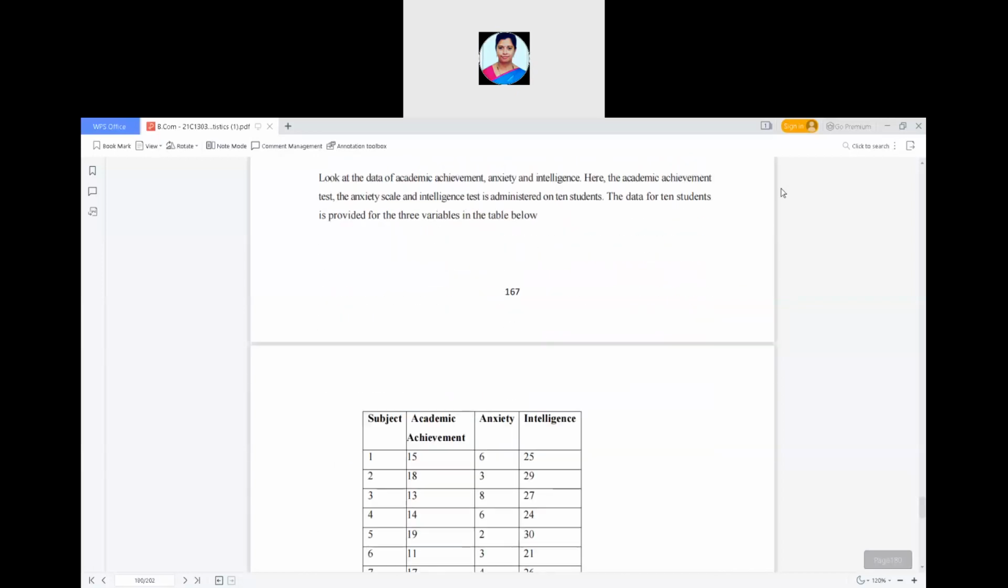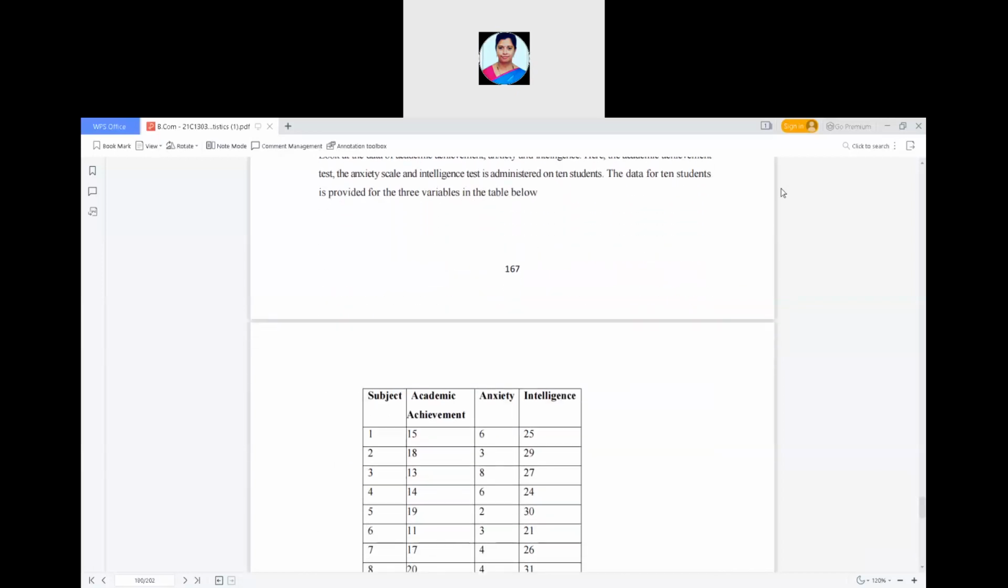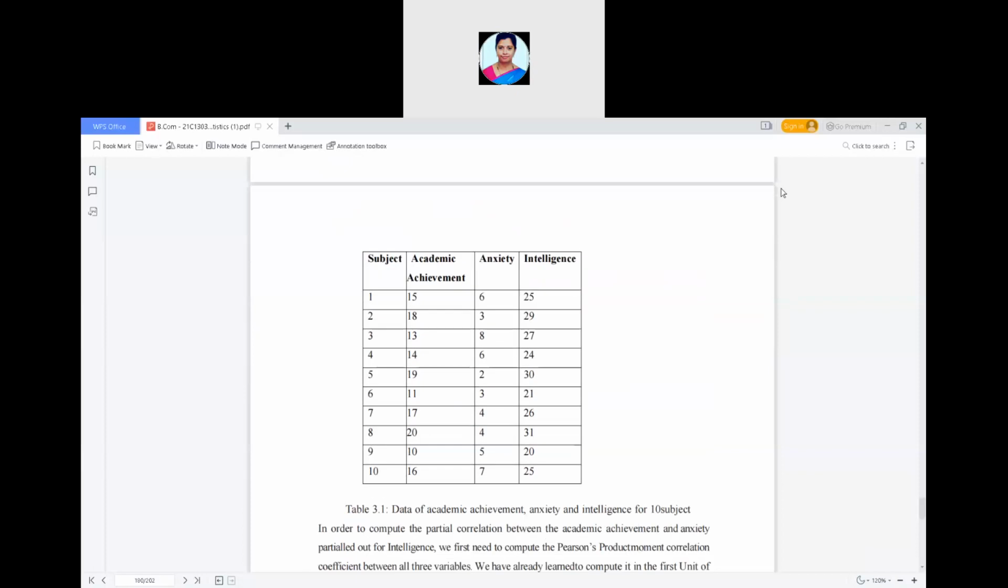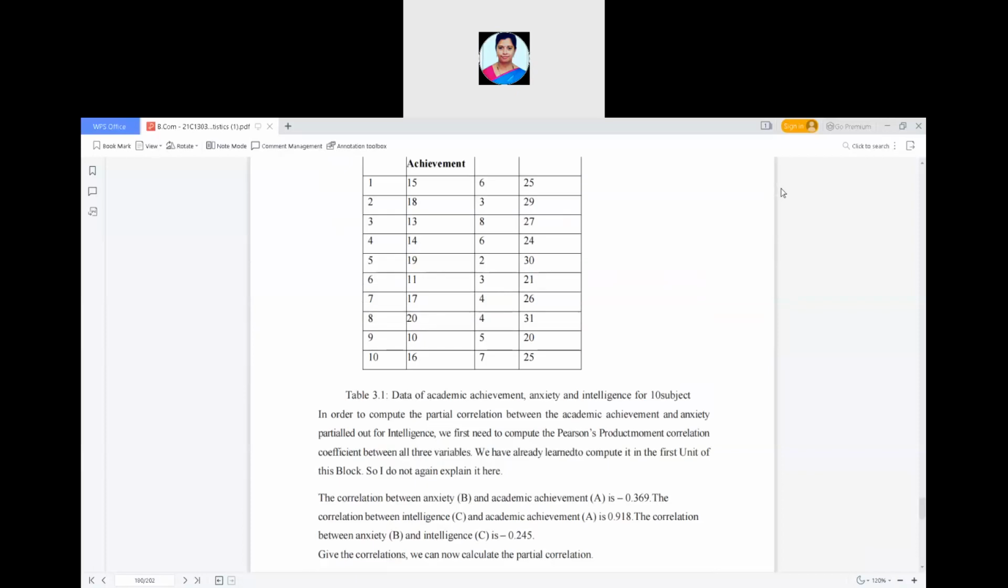For example, we have subjects with academic achievement, anxiety and intelligence. How are we going to find the correlation between these? We have the data of academic achievement, anxiety, and intelligence for 10 subjects. We are going to compute the partial correlation between academic achievement and anxiety, partialed out of intelligence.